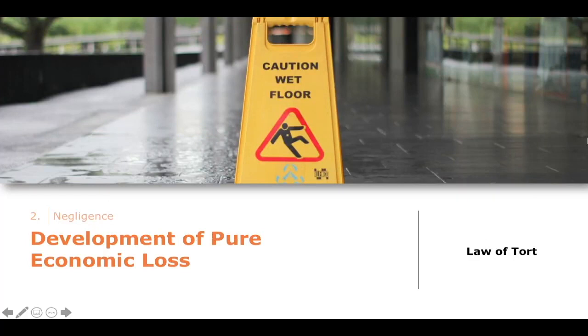Over the last couple of lessons, we've been talking about the concept of pure economic loss, and concluding that the general rule for pure economic loss, that is loss that is only economic in nature, not attached to any kind of damage that is either physical, psychiatric, or maybe damage to property, is that there is no remedy available, there is no claim available.